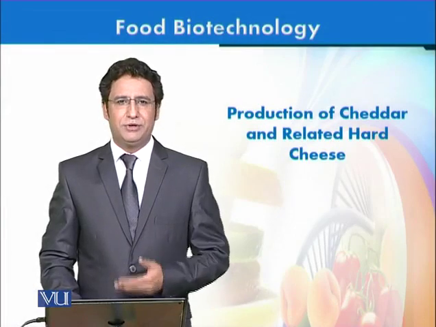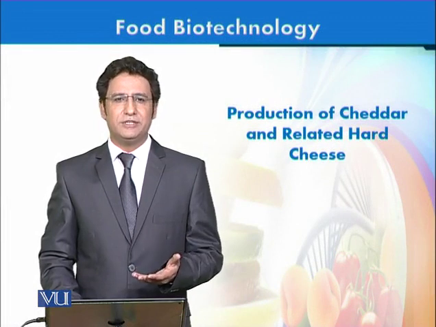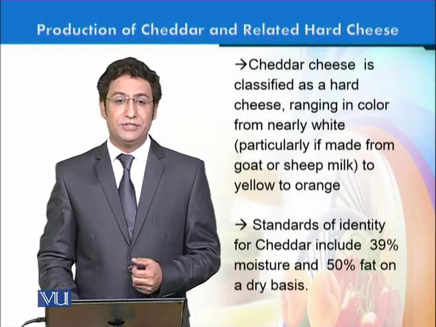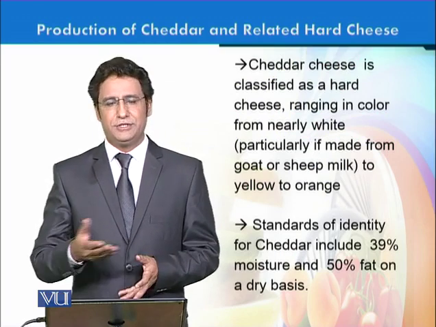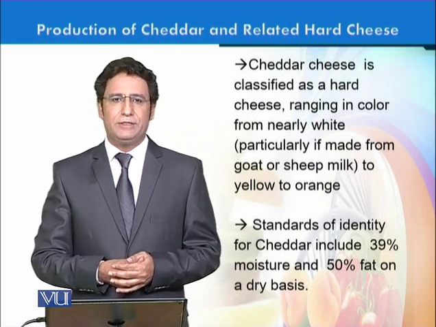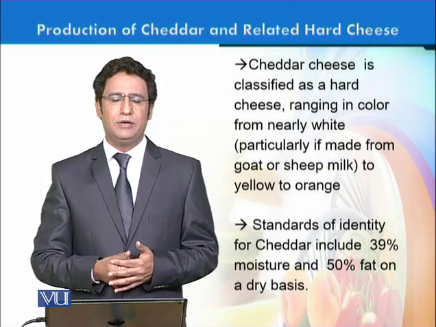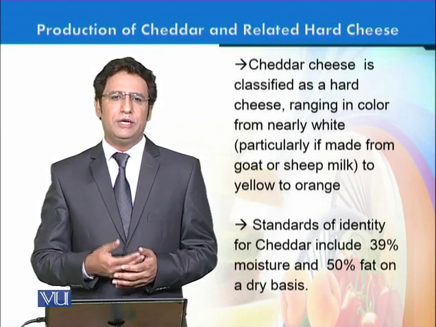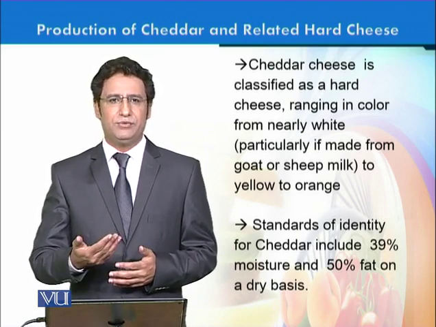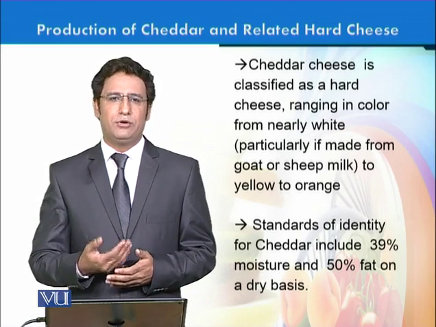Now we will look at the production of cheddar cheese, or the production of other hard cheeses, because cheddar is a hard cheese as we earlier discussed, and the process is similar for other hard cheeses as well. This cheddar cheese would be different in color depending upon whether it comes from the pure milk from goat or sheep, that is where it normally comes from, or it can have yellow or orange color.